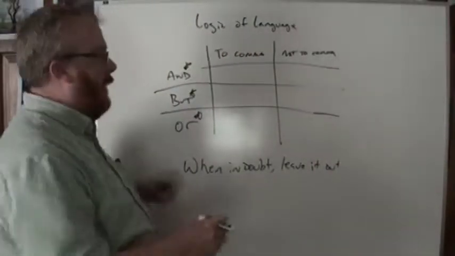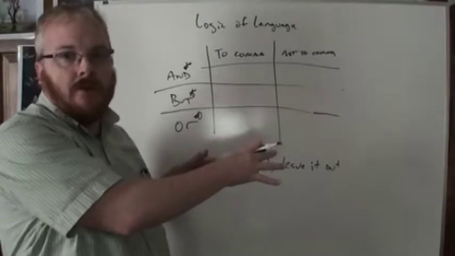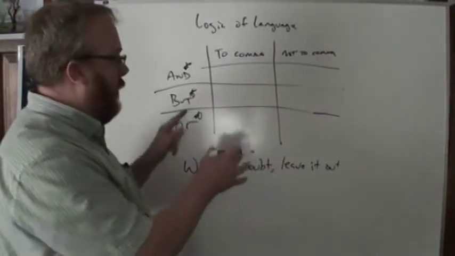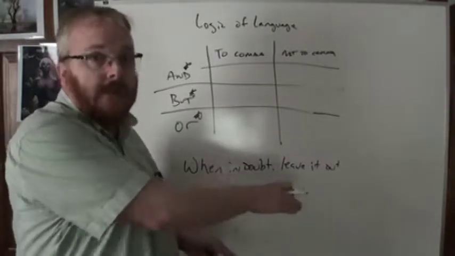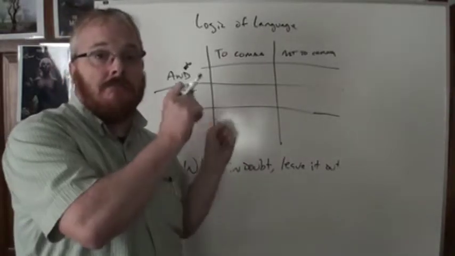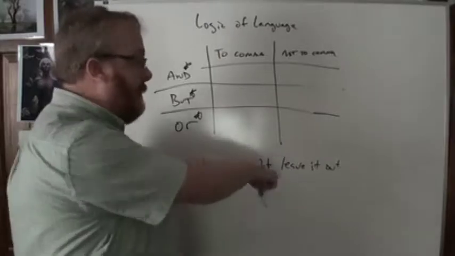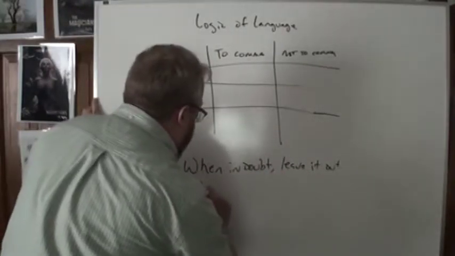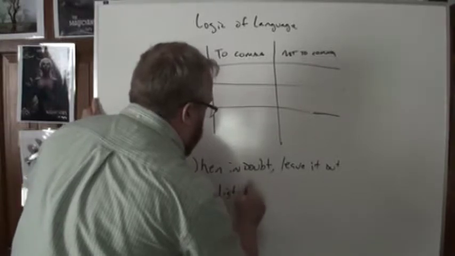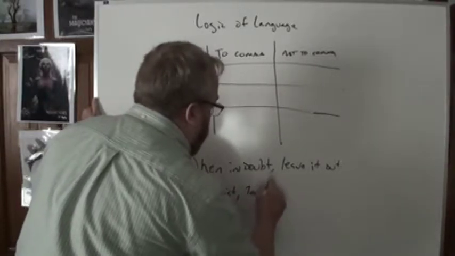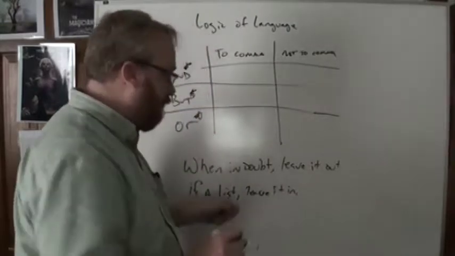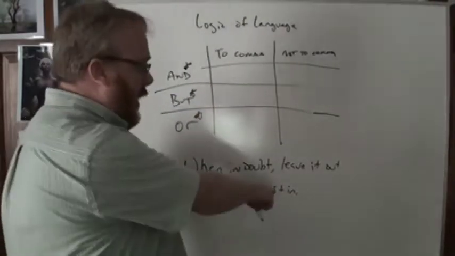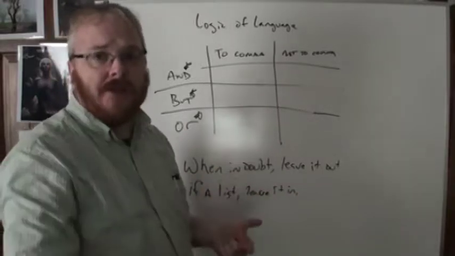We're going to fill in the chart. It's just going to be check marks or X's, whatever. But always, when in doubt, leave it out. It doesn't matter to me. There are going to be exceptions to this as well. If a list, leave it in. So when in doubt, leave it out; if a list, leave it in. The comma stays in a list, and we'll talk about that in just a second.